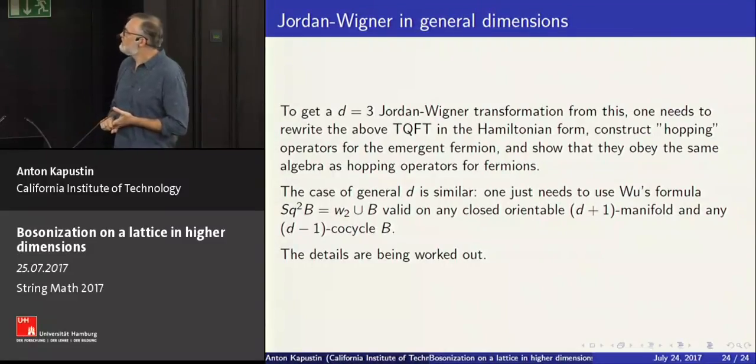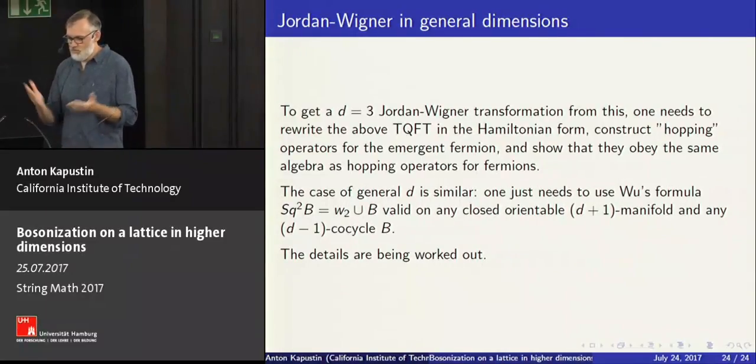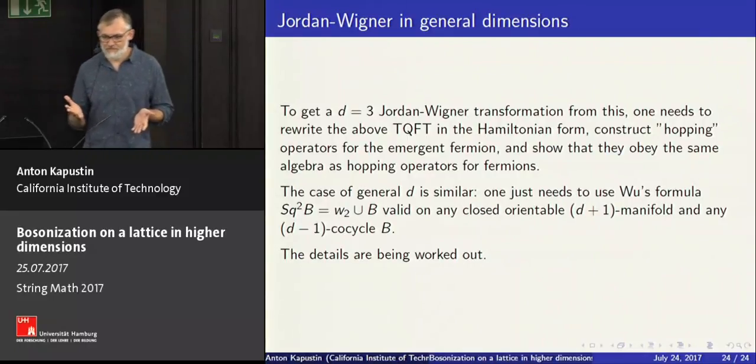So basically, what I'm saying here is that you can just use this d minus one form gauge theory, gauge field, to do it in arbitrary dimensions. Okay, that's all.